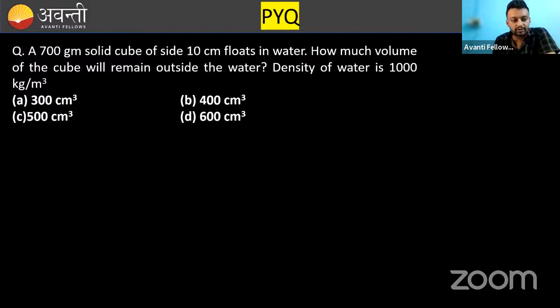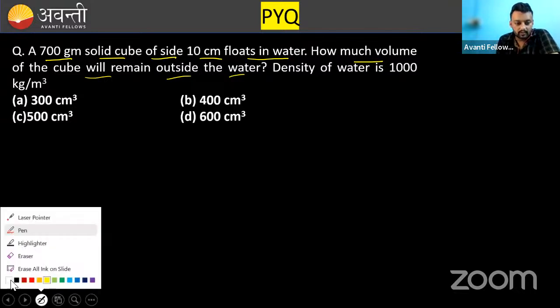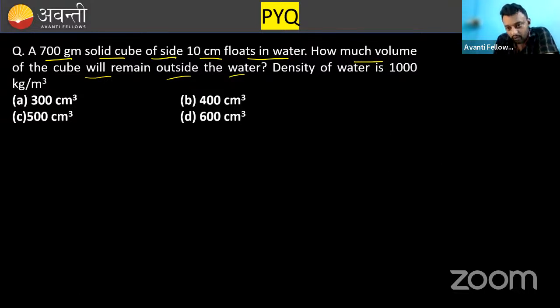Now, there is a question on your screen. Try to solve it. What it says is: a 700 gram solid cube of side 10 centimeter floats in water. How much volume of the cube will remain outside the water? The question might seem very small.